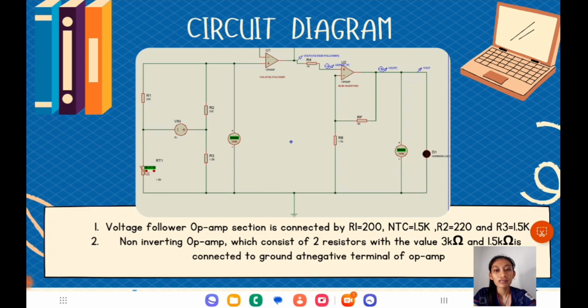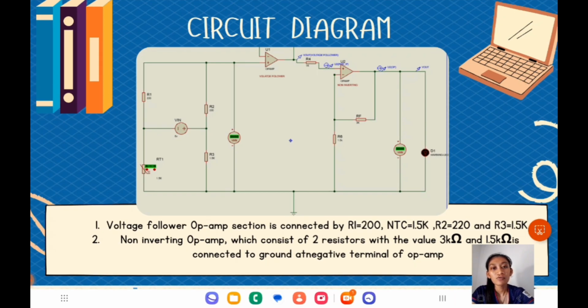Today I will present about the circuit diagram that we use in the project. We use two op-amps. The first is the voltage follower, the second is the non-inverting op-amp. The first voltage follower op-amp section is connected by R1, NTC, R2 and R3.